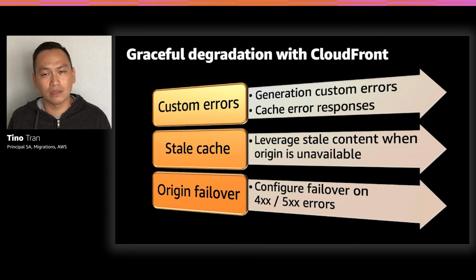And sometimes you can also leverage stale caching. If you have static assets and the origin is down, or that target endpoint is down, CloudFront will actually try to serve stale content from the cache rather than serving an error.